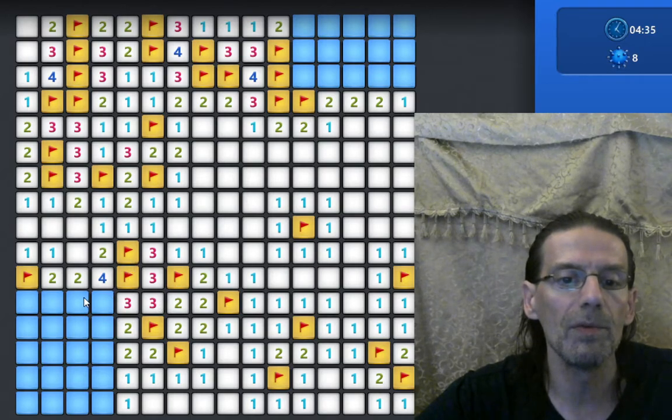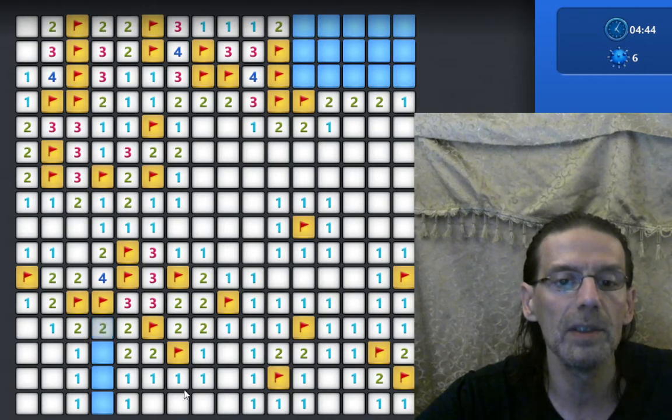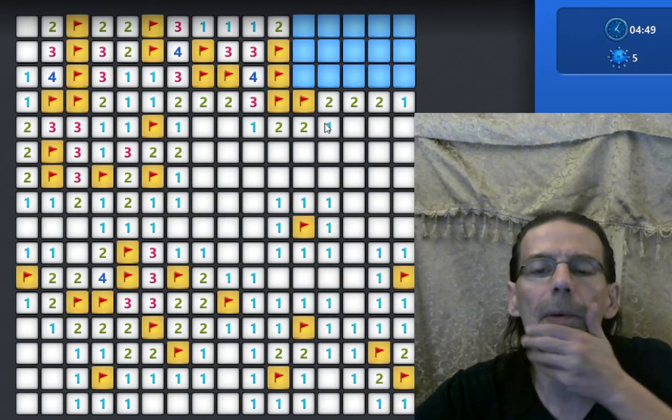1, 2, 3, 4. Well, there's a 4, so those two have to be. This 2 is already touching 2, so those can't be. That 1 clears out a nice little section. That 2 clears because of those 2, and that 1. That's 1. That isn't. Now we come up here.